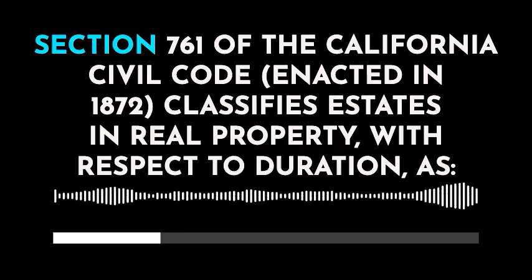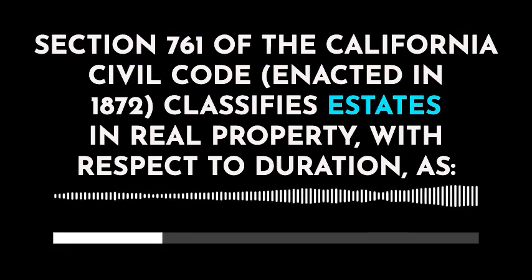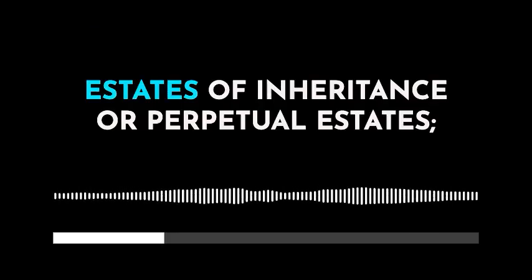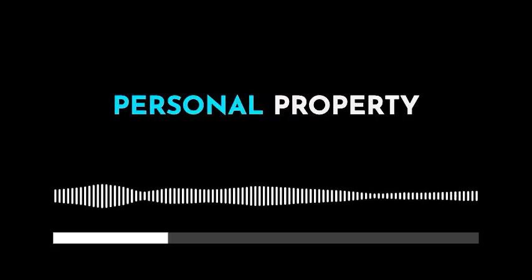Modern estates. Section 761 of the California Civil Code classifies estates in real property, with respect to duration, as: 1. Estates of inheritance or perpetual estates, 2. Estates for life, 3. Estates for years, or 4. Estates at will.